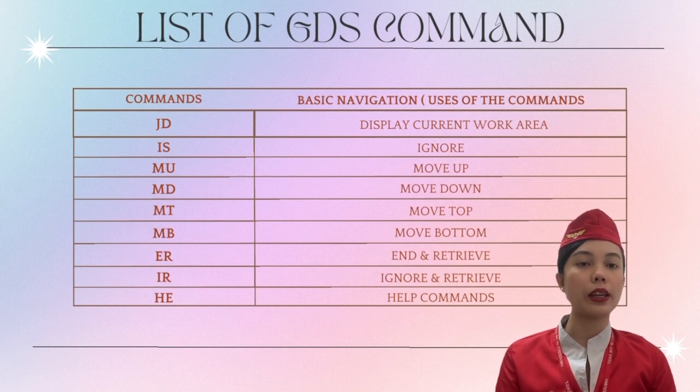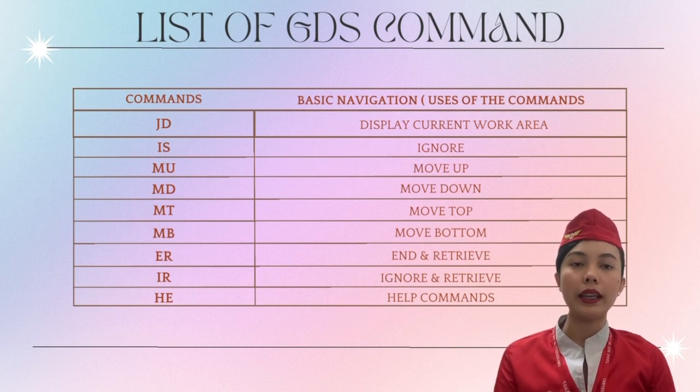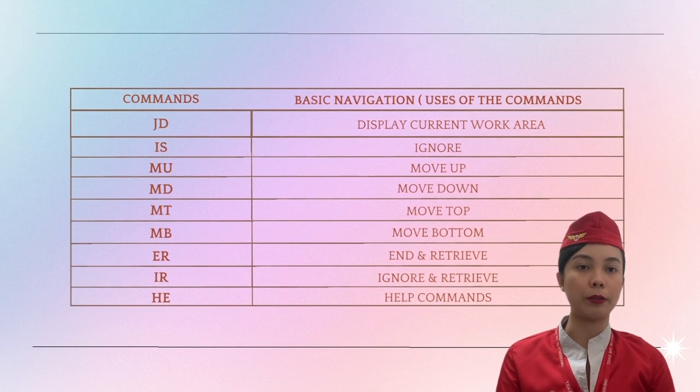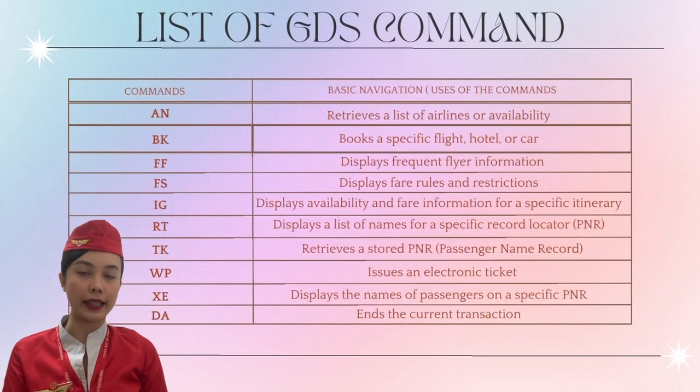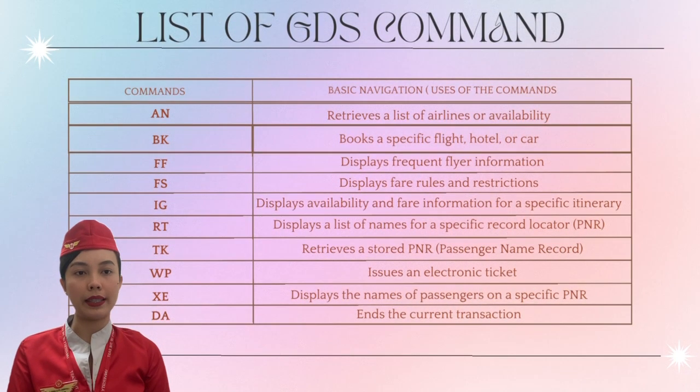First, to display the current work area, the command is JD. To ignore, it's IG. MU for move up, MD for move down, MP for move top, MB for move bottom. ER is to end and retrieve, IR is to ignore and retrieve, and HE, which means help commands. Moving on to the next slide, we have additional commands here.